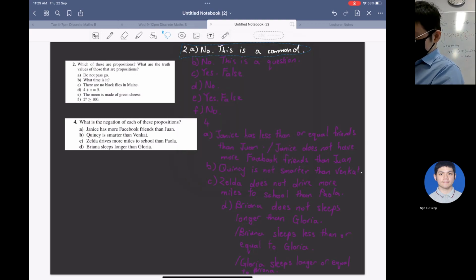So it's not a proposition, because this is a command, not true or false. This is typically what you do in the military: you just follow commands. You can't ask whether it is correct or wrong, true or false, because this is a command. Even though the sergeant asks you to jump into the sea, you also have to jump. So this is a command, not true and false.